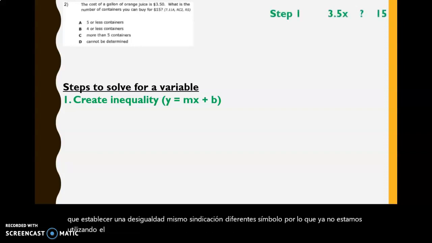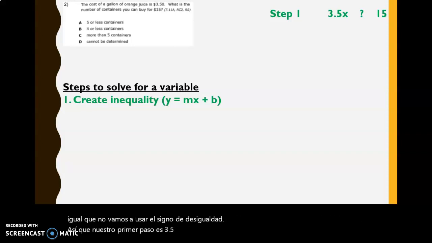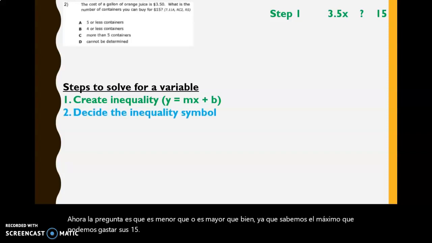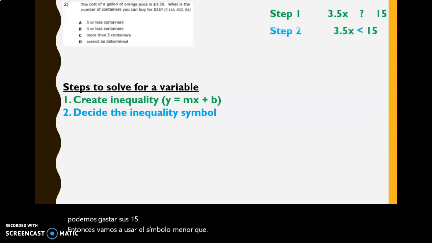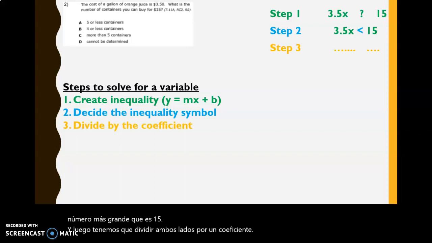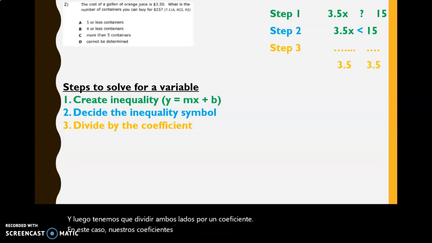So our first step is 3.5x, some inequality, 15. Now the question becomes, is it less than or is it greater than? Well, since we know the maximum we can spend is 15, then we're going to use the less than symbol. Okay, so it's going to say 3.5x is less than 15, so our symbol eats the bigger number, which is 15. And then we just got to divide both sides by our coefficient. In this case, our coefficient is 3.5, so divide both sides by 3.5.